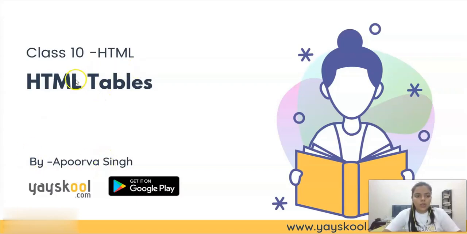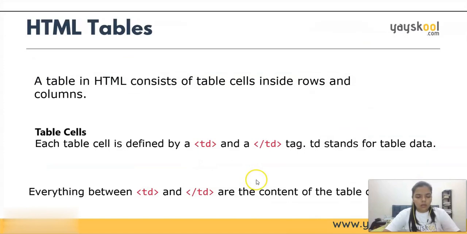So in today's video, we will be learning about HTML tables, okay? A table in HTML consists of table cells. In table cells, inside there will be rows and columns, okay? Now each table cell is defined by the td tag and a slash td tag to end, okay? Td stands for table data.